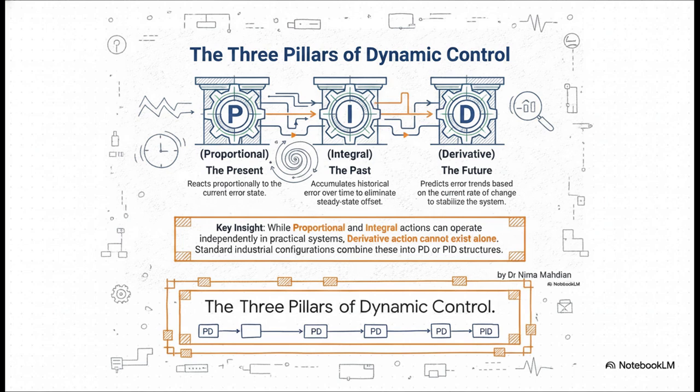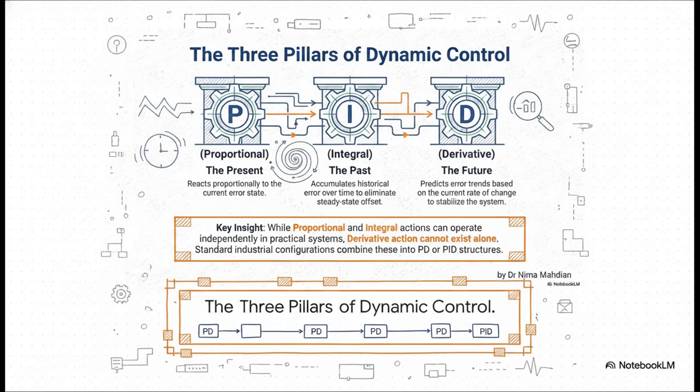What's really fascinating here is how the three pillars of dynamic control are broken down by their specific temporal roles. First up, we have proportional, or P, which represents the present. It reacts proportionally to the current error state. Next is integral, or I, representing the past, accumulating historical error over time to eliminate steady-state offset. And finally, derivative, or D, representing the future. It actually predicts error trends based on the current rate of change to stabilize the system.